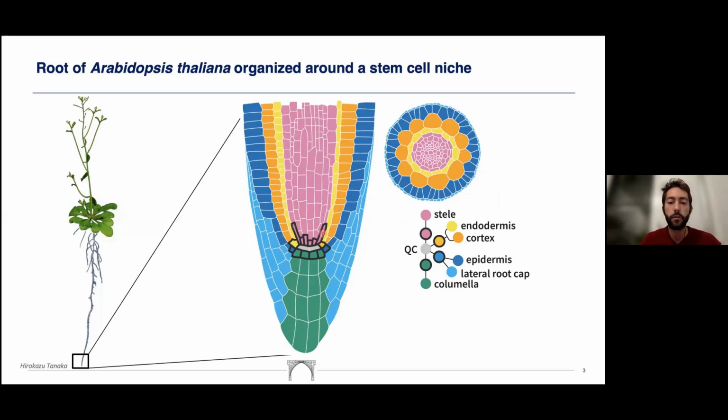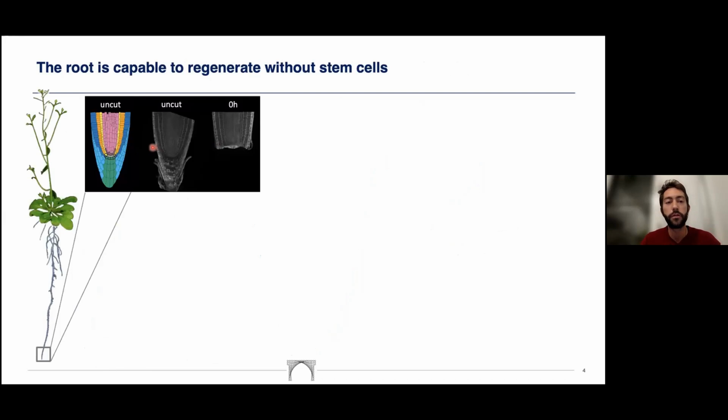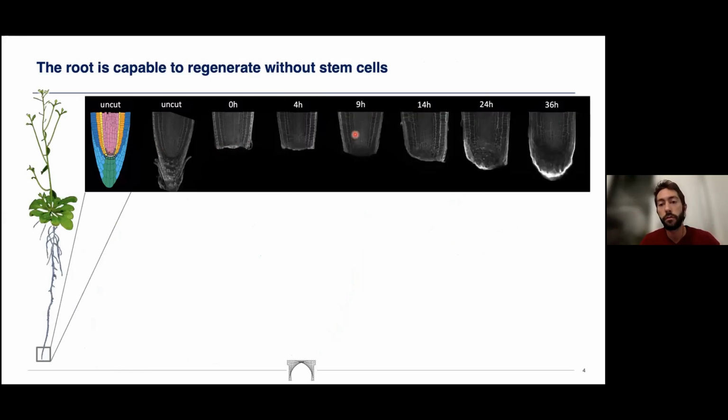You all know this root meristem pretty much; it's extremely well structured and patterned. At the very center of it, you have the stem cell niche, which constitutively divides throughout the life of the plant, giving rise to all the different cell files, making the mature roots. What's very interesting about this model system is that if you cut the root and remove the entire stem cell niche, the root is still able to fully regenerate in about 2 to 3 days.